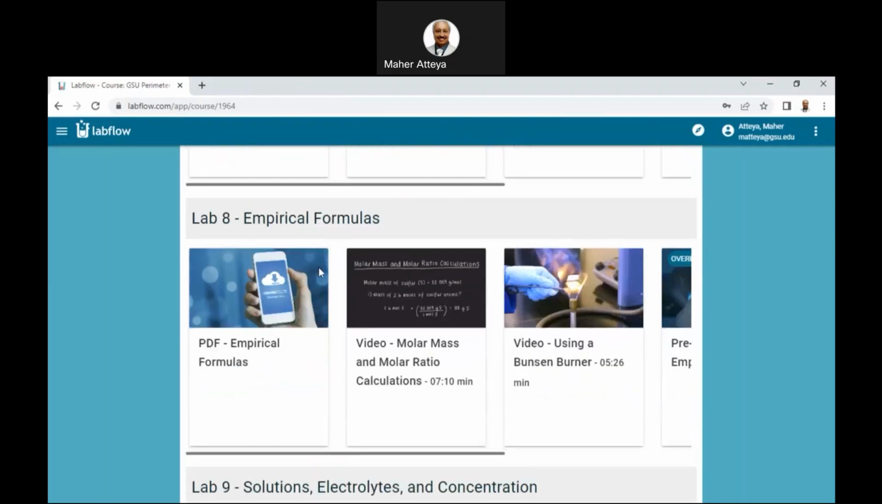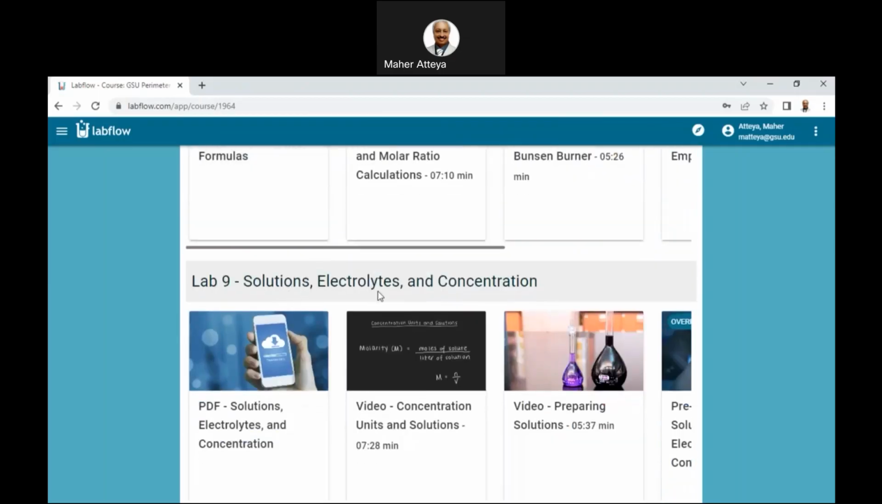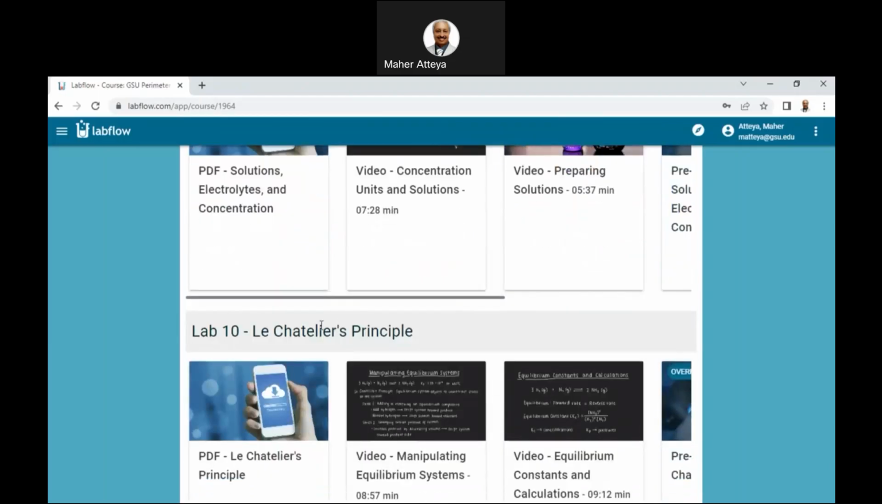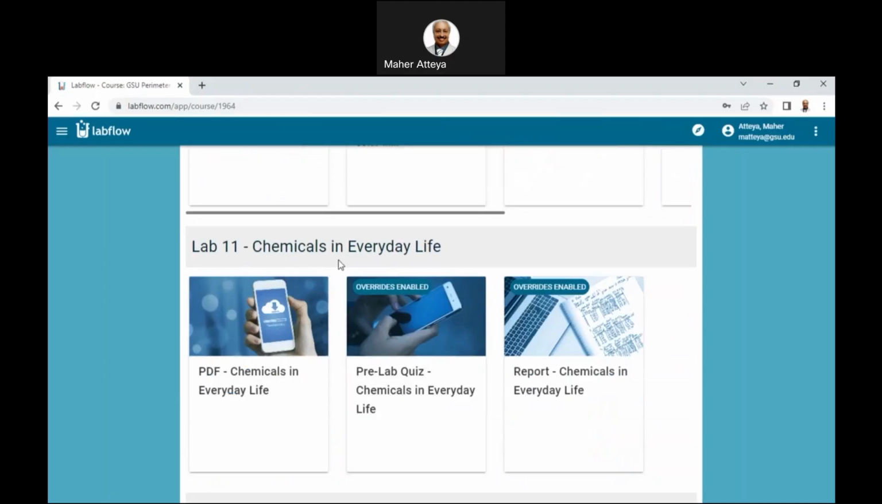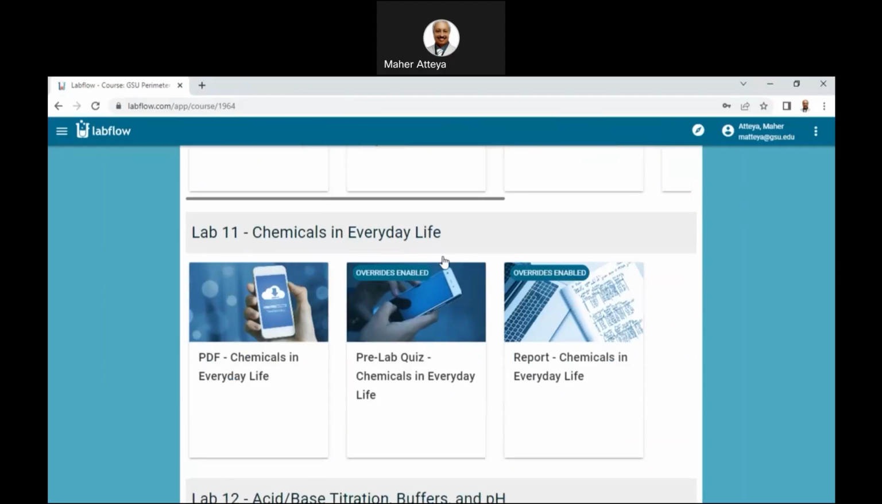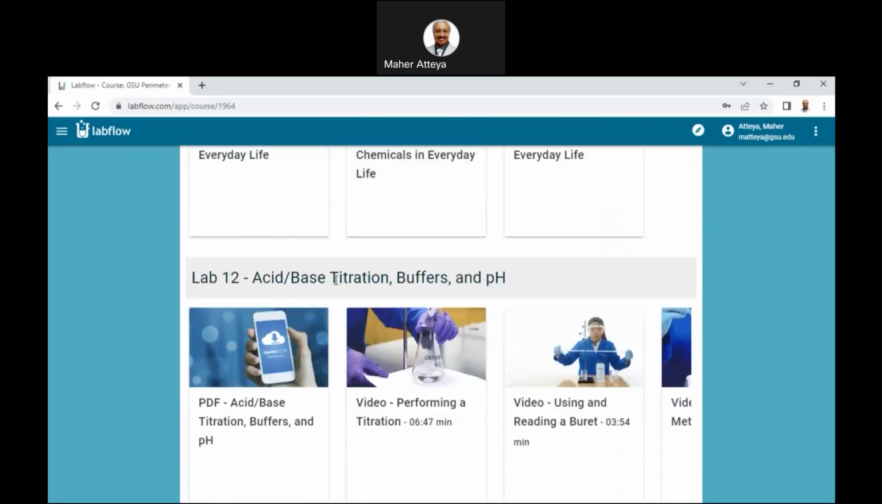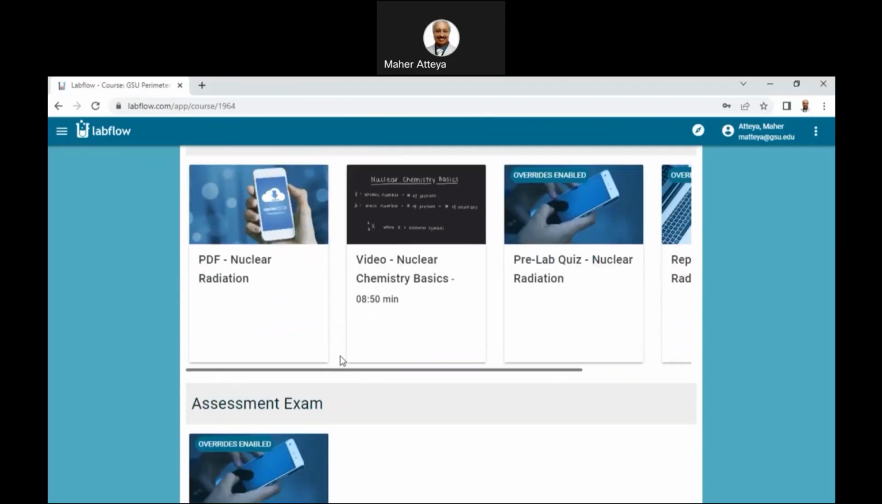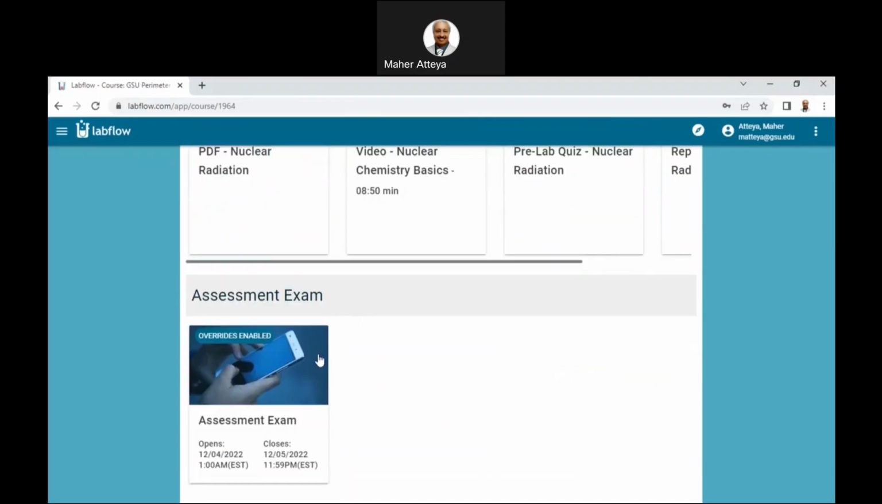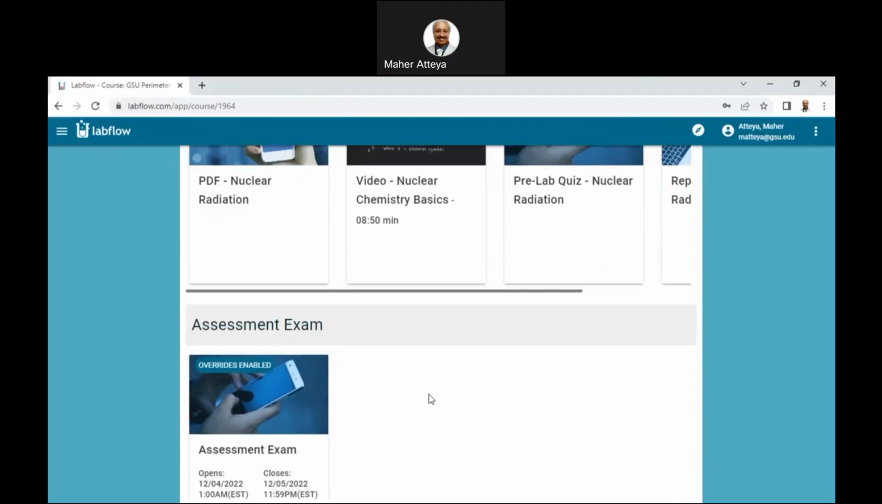Lab 8, empirical formulas. Lab 9, solution, electrolytes and concentration. Lab 10 is Le Chatelier principles. Lab 11, chemicals in everyday life. Lab 12, acid-base titration, buffers, and pH. Nuclear chemistry we will not do, but at least the whole thing is there, and the final exam is already posted with its due date, from December 4th to December 5th.